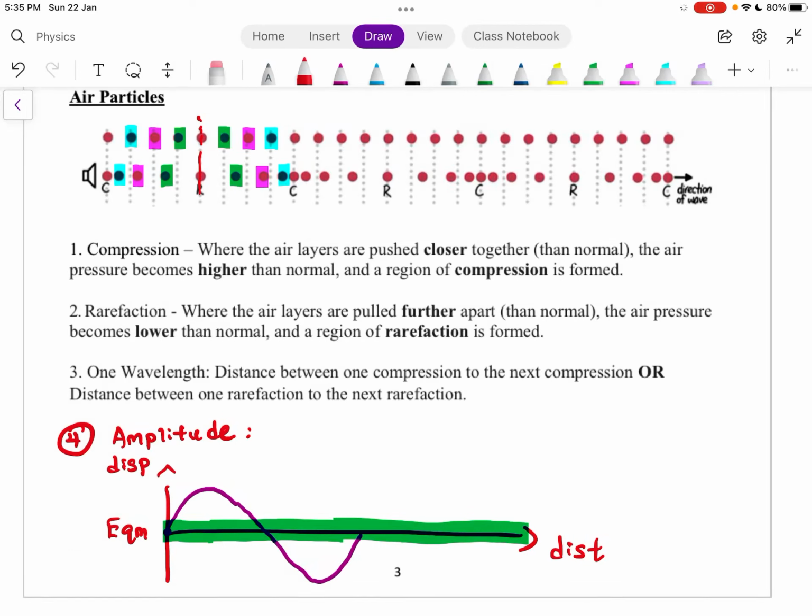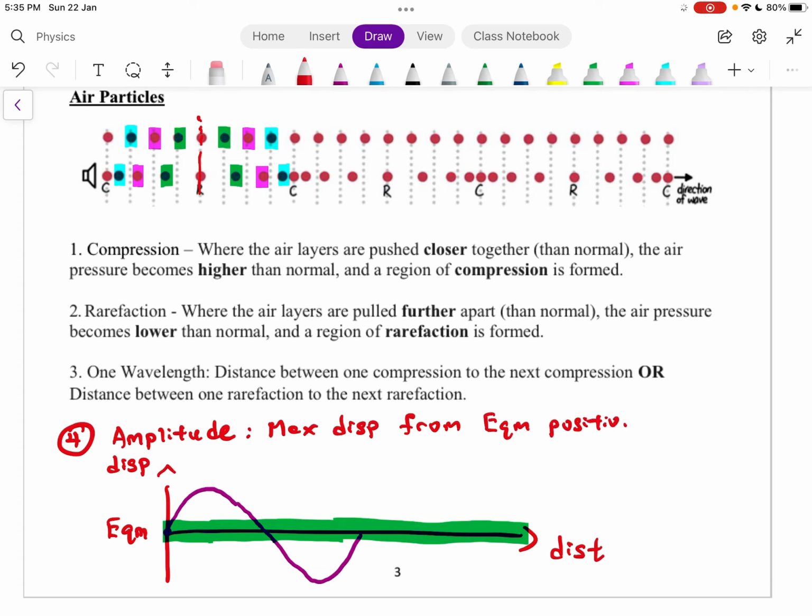Okay, so the next part will be the identification of the amplitude. So how do I know which particles are at their amplitude position? First things first, let's define what the amplitude is. Amplitude is the maximum displacement from the equilibrium position.